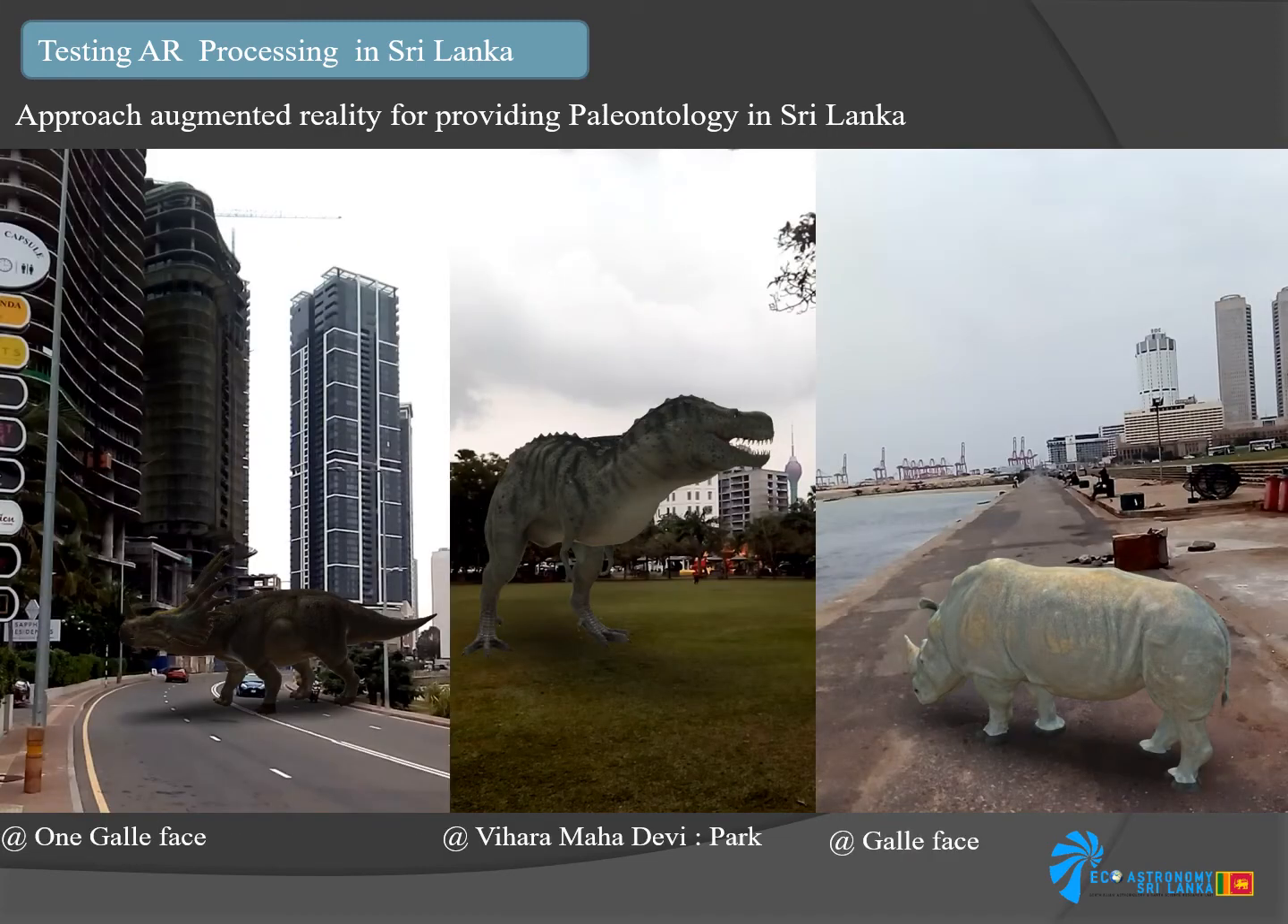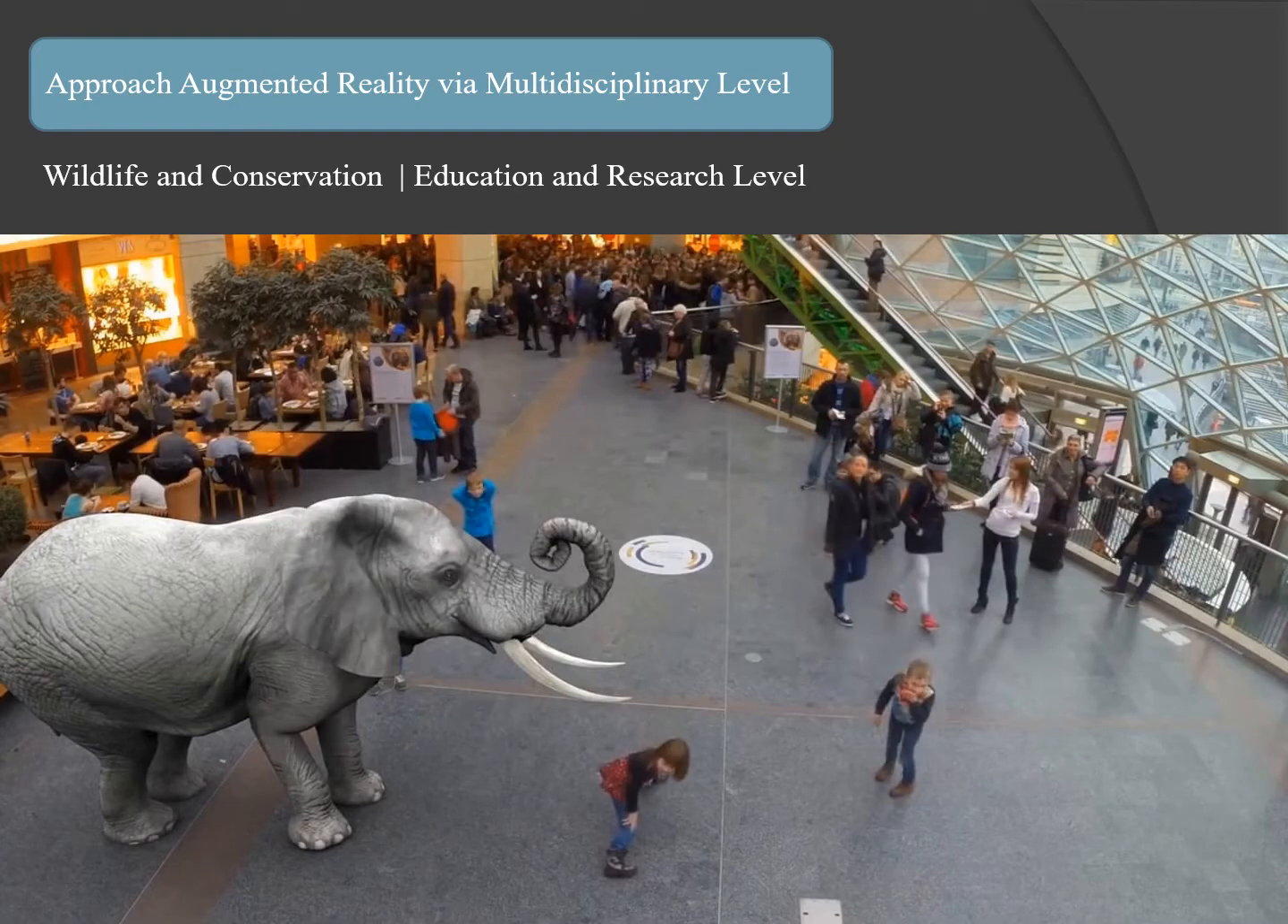We have extended the augmented reality application to a few other public areas, such as the golf course close to the presidential office, Viharamahadevi Park, and the golf course, also synchronizing a few AR models such as dino samples and rhino samples in each place. In future, we're looking to get feedback from different sectors regarding the applicability of this application, and we hope to provide the same applications in a multidisciplinary approach, providing current solutions too.